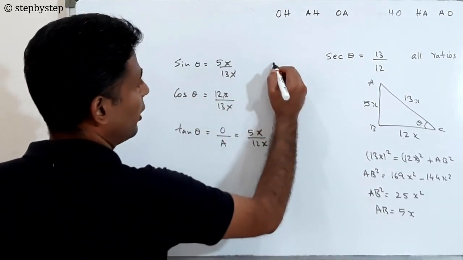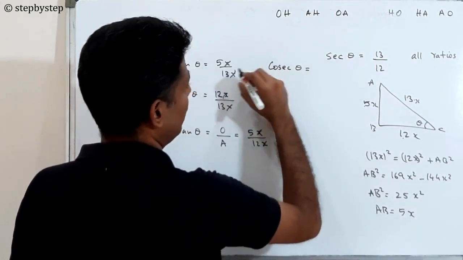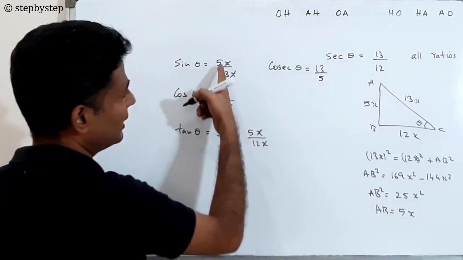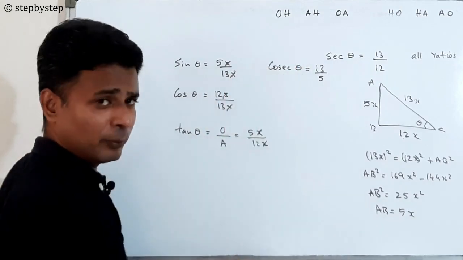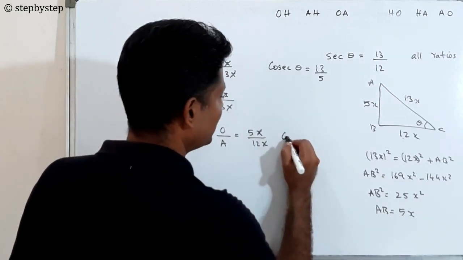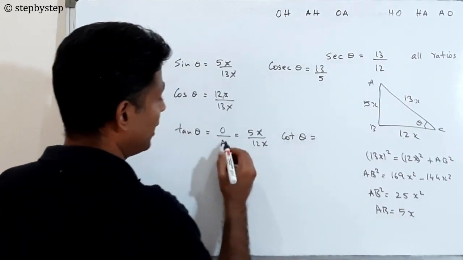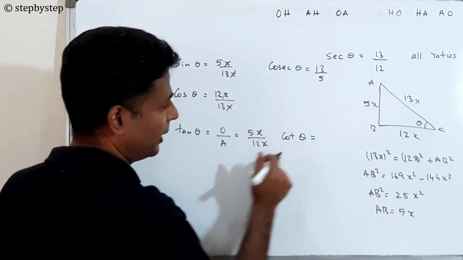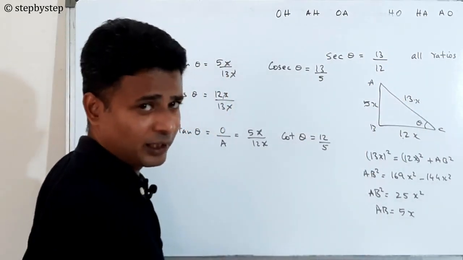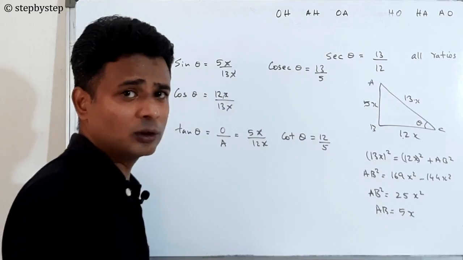Next, cosec theta, or cosecant theta, will be exactly the reciprocal of this. So we can directly write 13 by 5. Since sin is 5 by 13, cosec will become 13 by 5. Secant theta has been given. What is the reciprocal of tan theta? It is cot theta. So cot theta will be the reciprocal of tan theta. Tan theta is 5 by 12, so this will be 12 by 5. You don't even have to bother looking at the figure. If you know tan, you can directly write cot. If you know sin, you can directly write cosec. Alright.